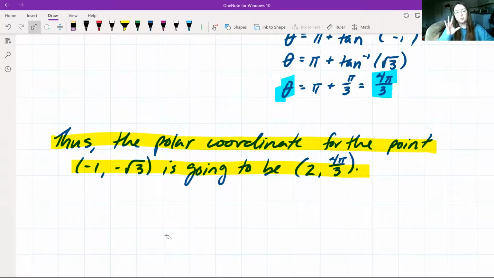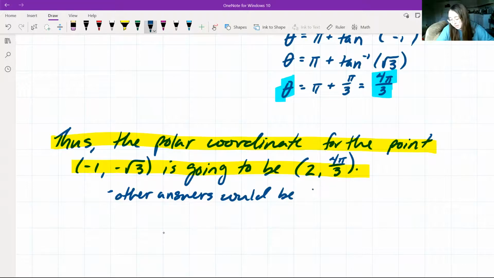All right. One last note here, if you are asked to find other variations of the polar coordinate, remember you are either adding or subtracting 2 pi k from your value of theta. So some other answers could end up being something like -2 pi over 3 or 2 comma -2 pi over 3.